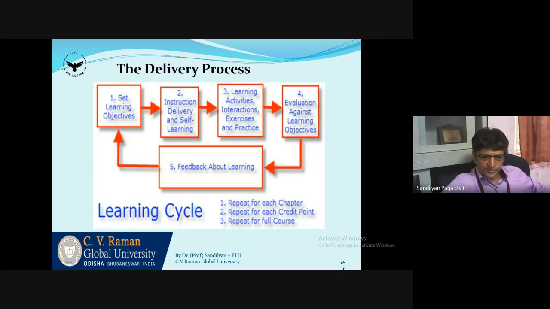So again, the delivery process: set up the objective, provide the delivery along with self-study and whatever, include the learning activities, interactions, exercises, practices, evaluate against the objectives, then take feedback and again bring it back. So this you can repeat for each chapter, each credit point, and also for the entire course. This way, reinforcing what you have taught and ensuring that it is absorbed well.